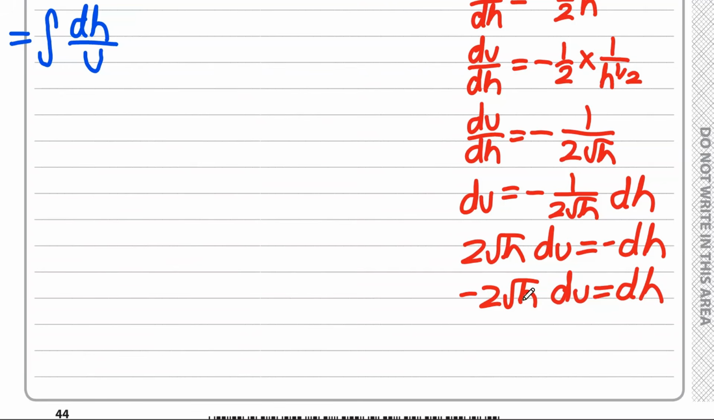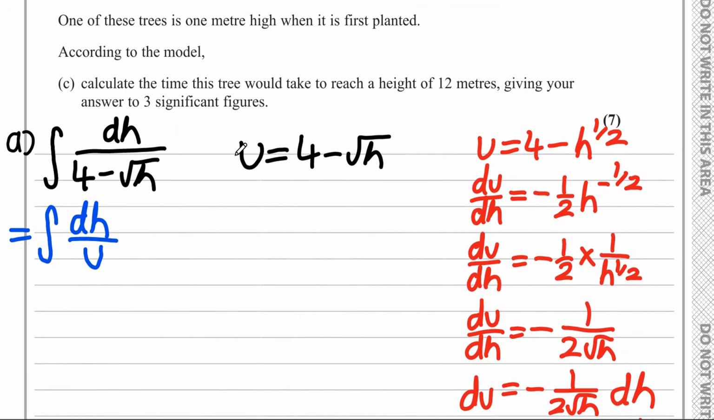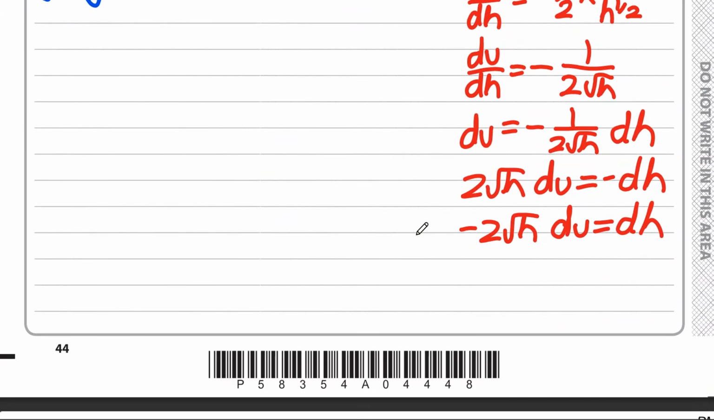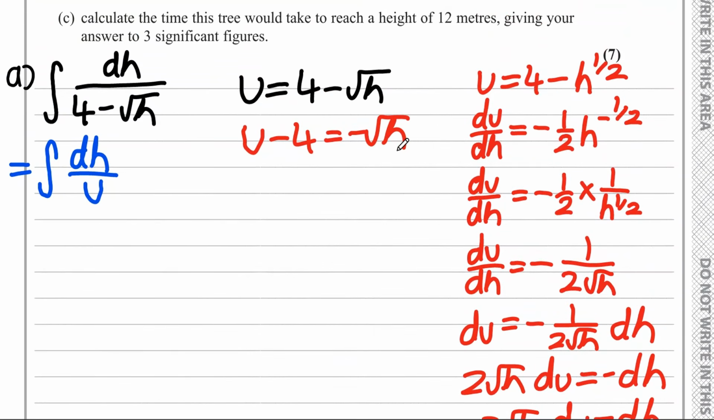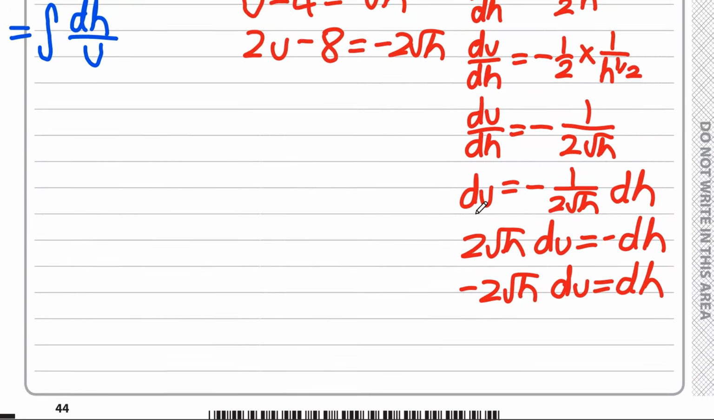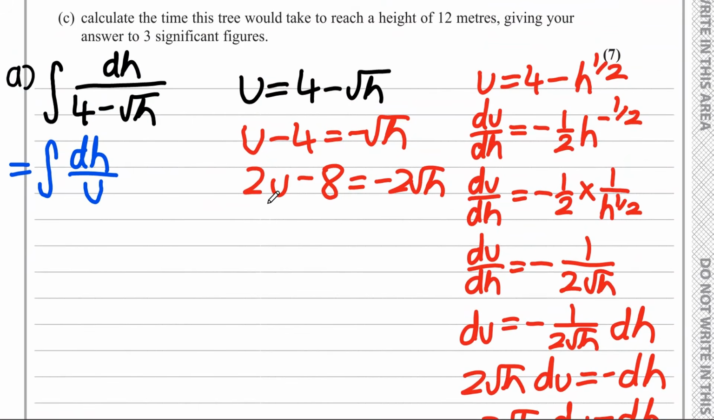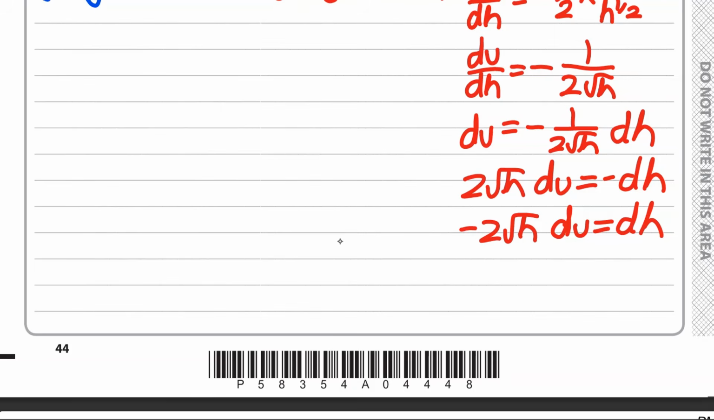Now we have this root h, this minus 2 root h. If you consider the substitution u is equal to 4 minus root h, if we move this 4 to the other side, it becomes u minus 4 is equal to minus root h. Now here we have minus 2 root h. If we multiply both sides by 2, we get 2u minus 8 is equal to minus 2 root h. We can sub out this minus 2 root h for this 2u minus 8. So we can write this as 2u minus 8 du is equal to dh.